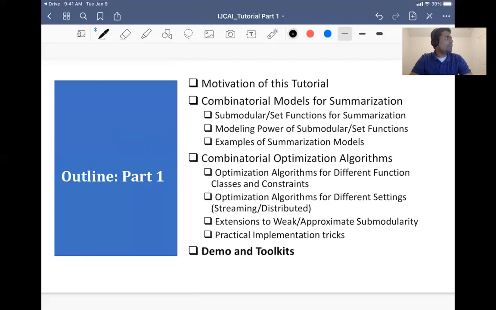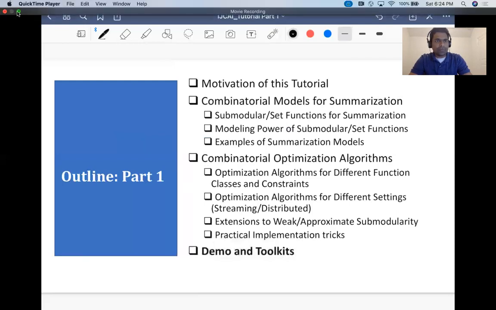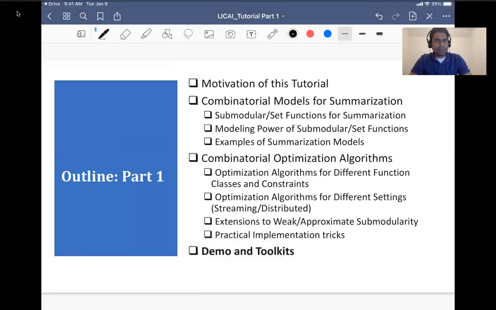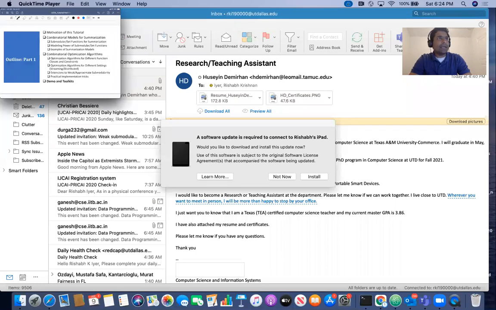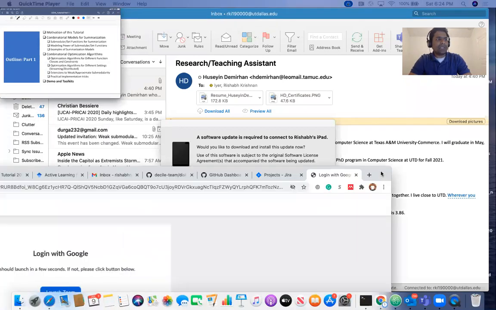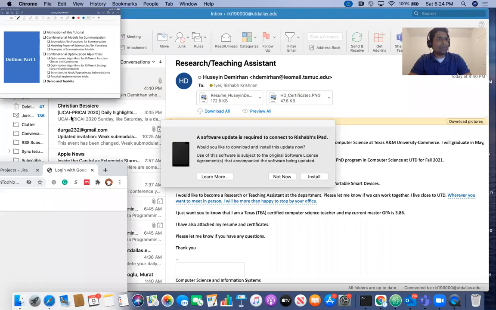Sorry, just give me a minute. I'm just pulling this up. So what I'm going to do is make this a little bit smaller and bring this page up. Sorry.